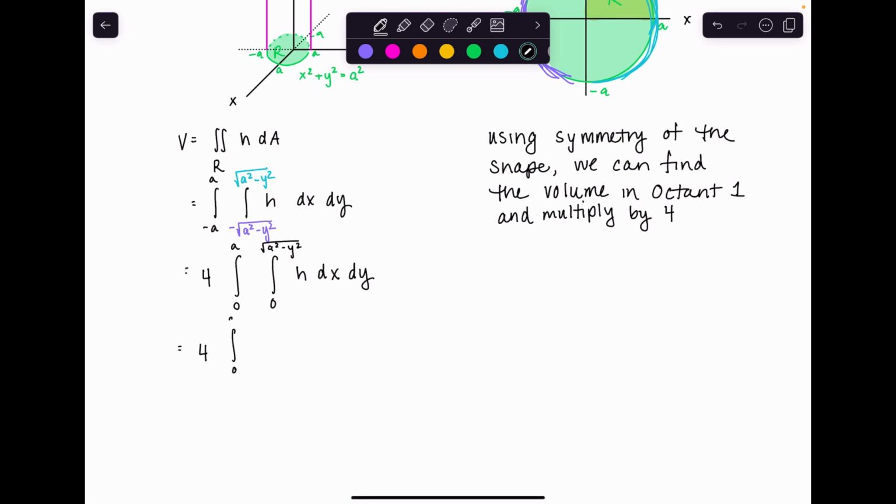So this gives us the integral from 0 to a. When I take the antiderivative of the inside, it just gives us x. And then we go from 0 to the square root of a squared minus y squared. And again, we're going to evaluate x at this. And then we go ahead and we integrate with respect to y. So plugging that in, we get from 0 to a, h times this expression, a squared minus y squared. And when you plug in 0, it does not matter. You just get dy.